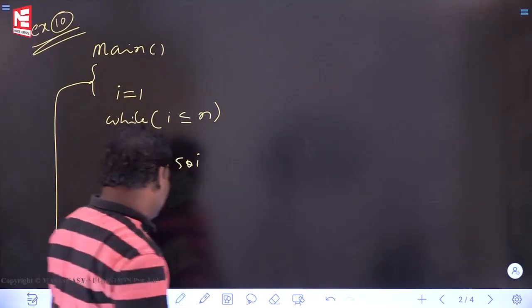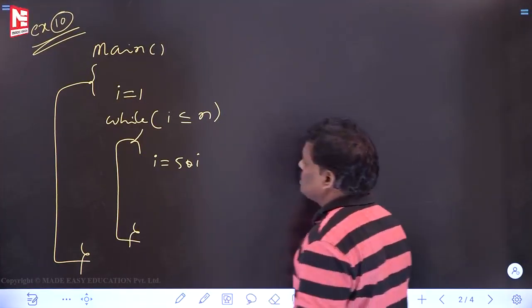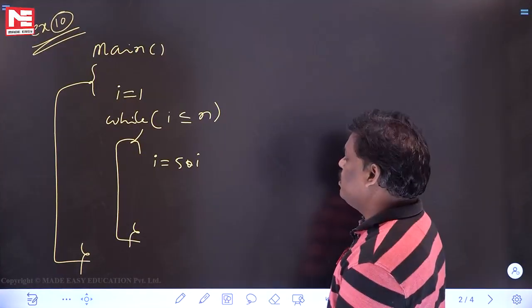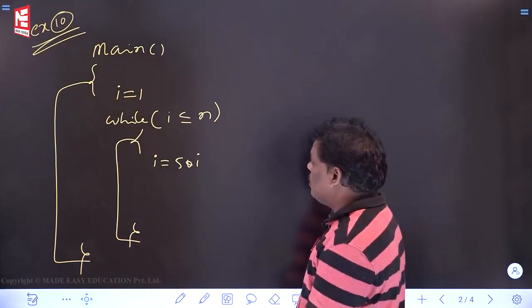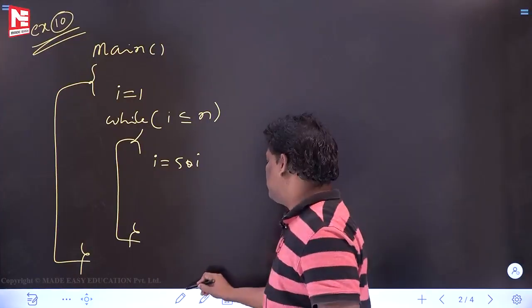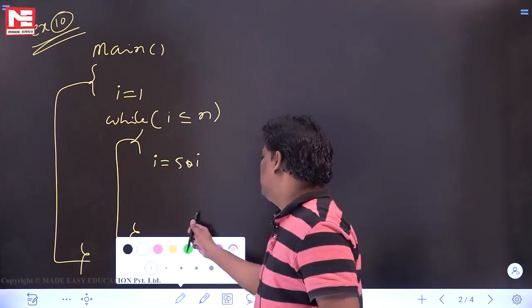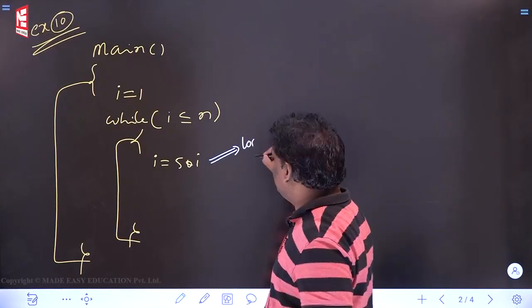Now can you help me know what is the answer of this problem? I is equal to 5 into I. What is the answer? Always increment by 5, by 5, so always into 5, into 5, into 5 like that. So what is the answer? Log n base 5. The answer of this one is going to be log n base 5. See this? Right? Log n base 5.